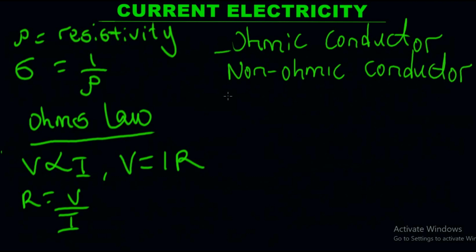Under ohmic conductors, these are conductors that obey Ohm's law, and they have a linear graph between the voltage and the current. When we say linear graph, linear means a straight line.